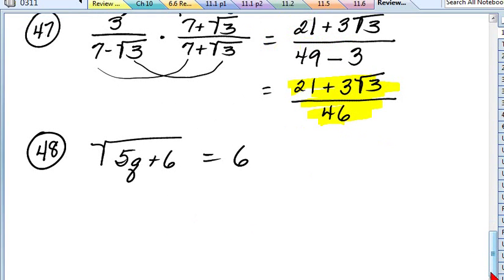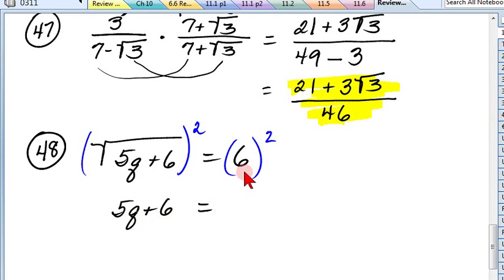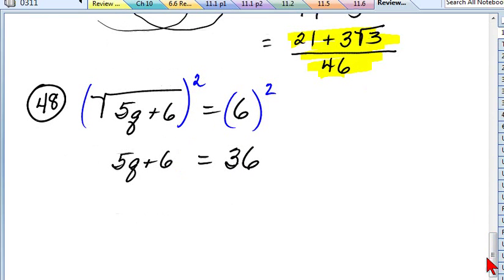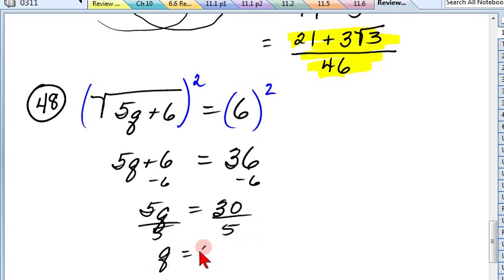What do I do in an effort to get rid of the square root in an equation? Square both sides. I'm going to square the left side and I'm going to square the right side. When you square a square root, what happens? Radicand pops out. I get 5q plus 6 is equal to, when you square the 6, you get 36. This is a linear equation. It's not quadratic. Subtract 6. That gives me 5q is equal to 30. Divide by 5. And q is 6.